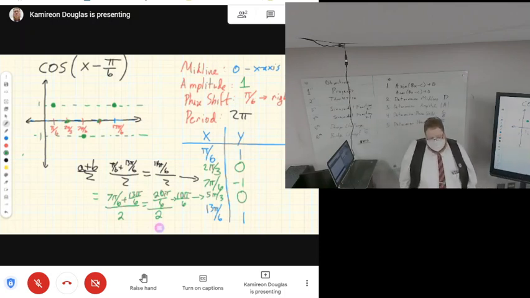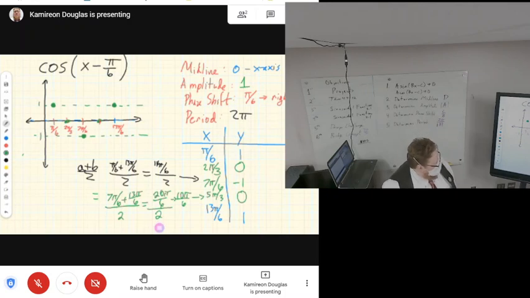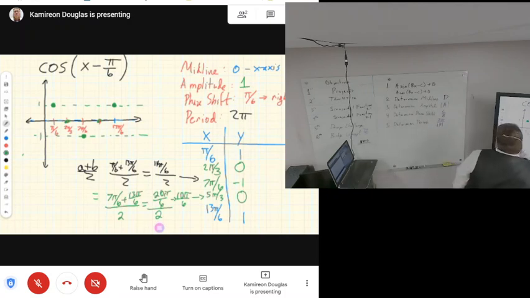That's how I was taught, so it's a little weird for me. But yes, this should be at 5 pi over 3. Out of all the parts of this problem, this is the hardest when you have a phase shift.